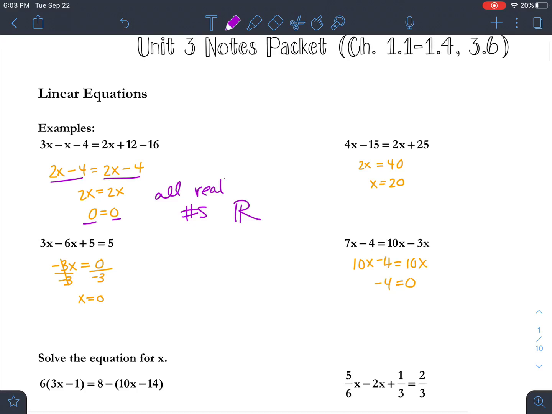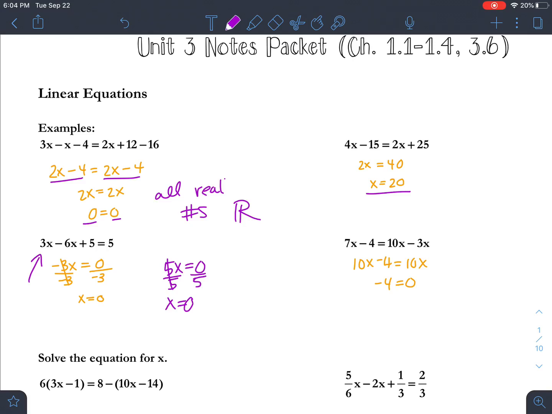You could just get an answer, right? X equals 20. This is called a conditional equation, and that just means under the condition that x is 20, we get an answer, and this is a true statement. This one I always find interesting. A lot of people want to say no solution for this third problem right here, but when we get x equal to 0 or 5x equals 0, whatever it may be, when we divide by a number, 0 divided by a number is still 0, okay?